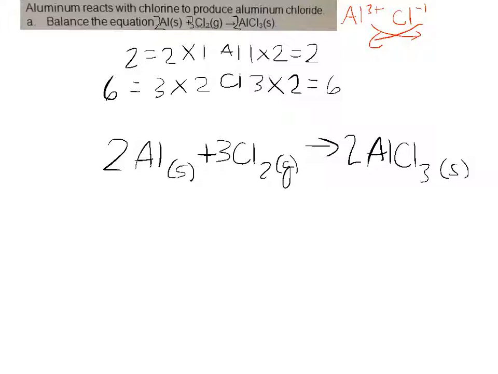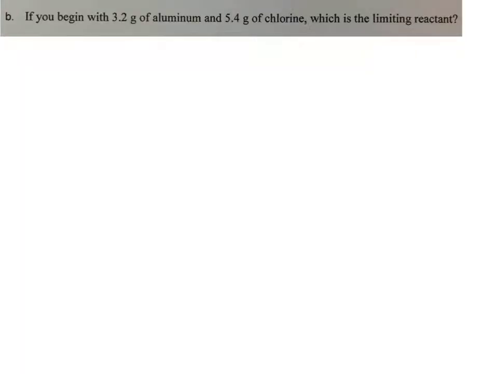We're going to use this balanced equation in the next step when we actually go to determine what our limiting reactant is. So we have to have this to be able to do the next step. So now that we actually have our balanced equation, we can start this problem. It says if you begin with 3.2 grams of aluminum and 5.4 grams of chlorine, which is the limiting reagent? Well, you have to know your reactants are aluminum and chlorine, and this is our first reactant, reactant A, and chlorine is our second reactant, reactant B.